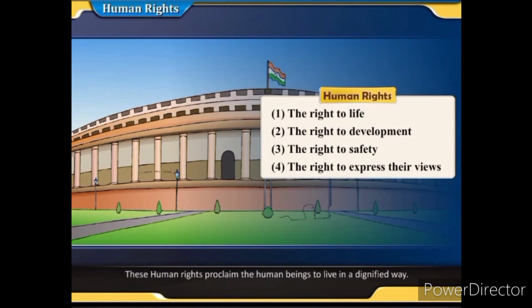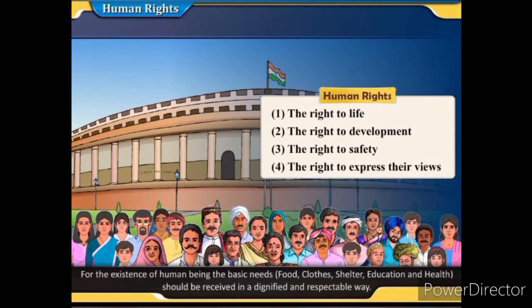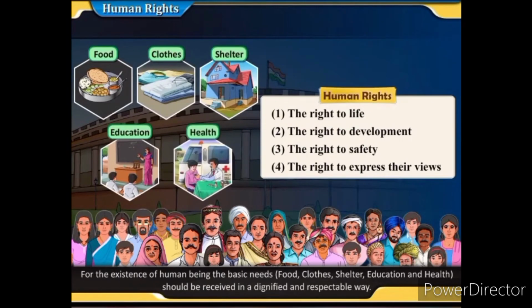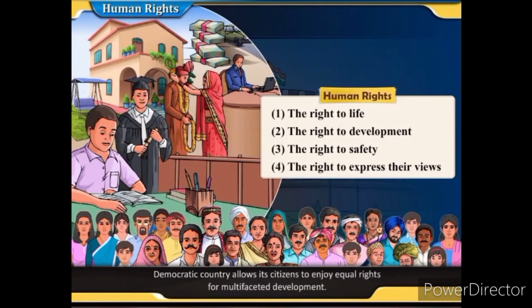These human rights enable human beings to live in a dignified way. For the existence of a human being, the basic needs, that is food, clothes, shelter, education and health, should be received in a dignified and respectable way. A democratic country allows its citizens to enjoy equal rights for multifaceted development. The state guarantees such a conducive environment wherein one has protection of fundamental rights, a true identity of a democratic system.